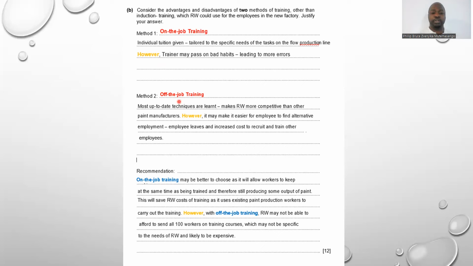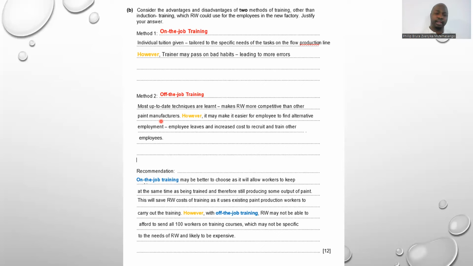Then method 2, off the job training. This one here is done away from the workplace or outside the workplace. So in this case here, it's more beneficial. Why do you say that? Most up-to-date techniques are learned, and this makes RW become more competitive than other paint manufacturers. There is your APP. Then, however, it may make it easier for employees to find alternative employment, meaning to say employees will leave, and this increases costs to recruit and train other employees.